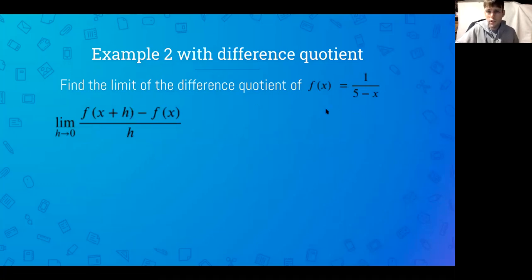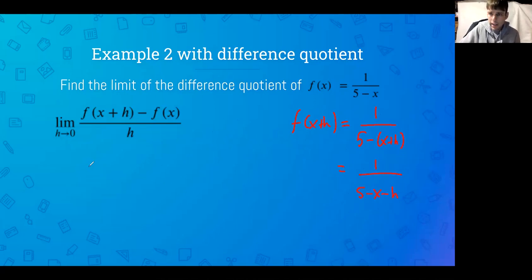Okay, so we have this function here. I'm going to do the same thing I did before. I want to figure out what f of x plus h is. So f of x plus h is going to be 1 over 5 minus x plus h. Distribute that negative, we end up with 1 over 5 minus x minus h. Okay. So that's what it is. That's not ideal, but it is what it is.